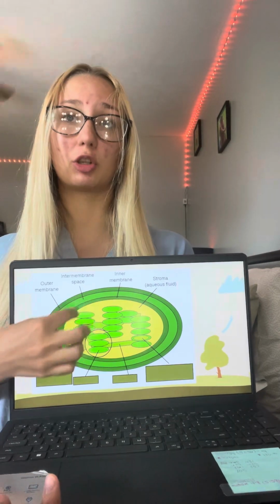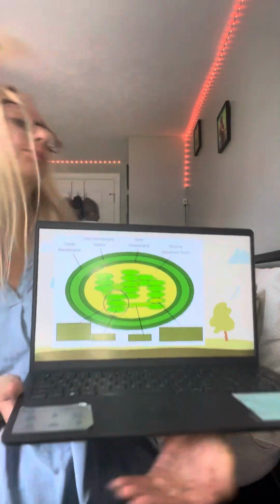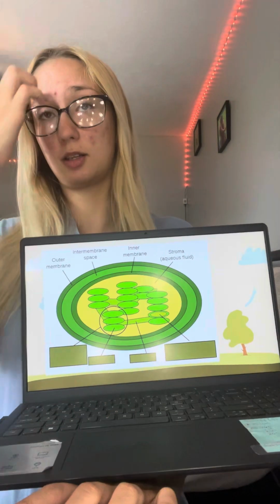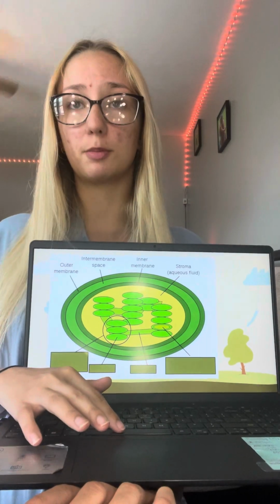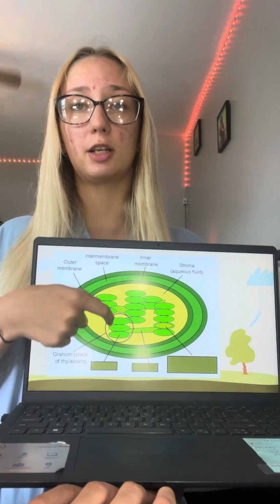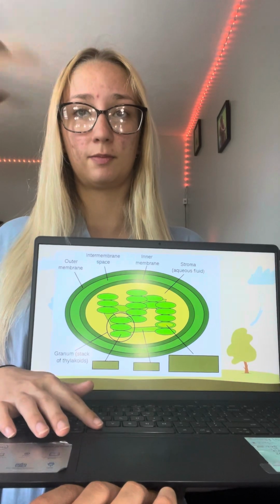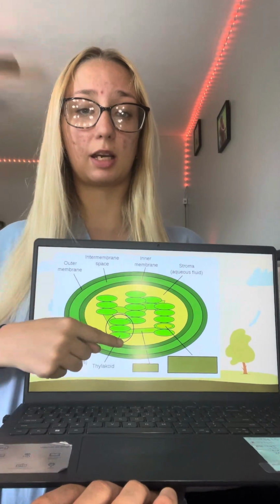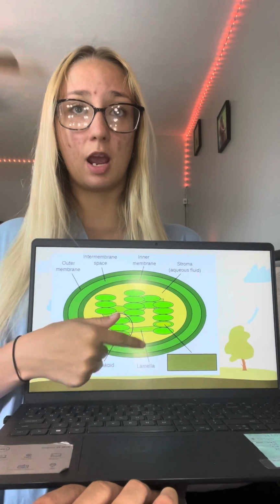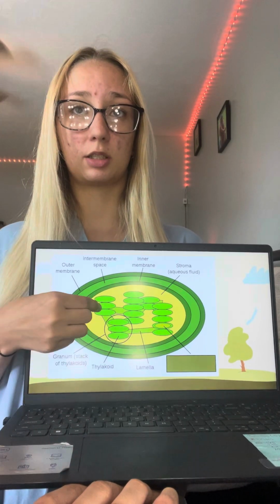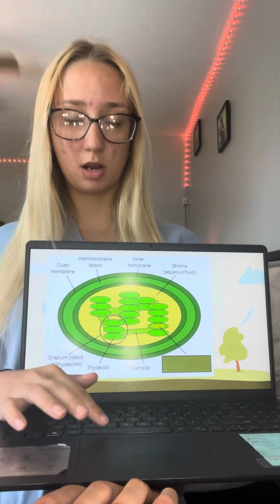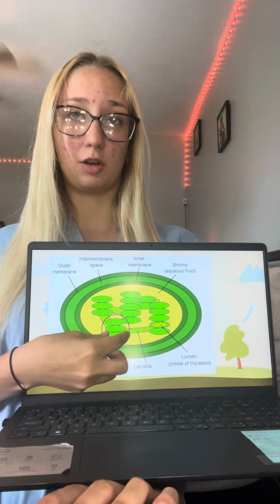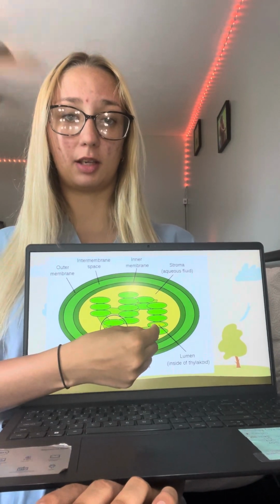And then our stroma, which is all of the yellow things. It can also be known as aqueous fluid, those two words should be able to be used interchangeably. And then here we have our granum stacks. Here, one of these is an actual thylakoid, so we have a stack and then the actual thylakoid. And then our lamella, which goes all the way across. It connects these stacks to each other. And then we have our lumen, which is the very inside. So, this is a thylakoid, but on the inside is a lumen.